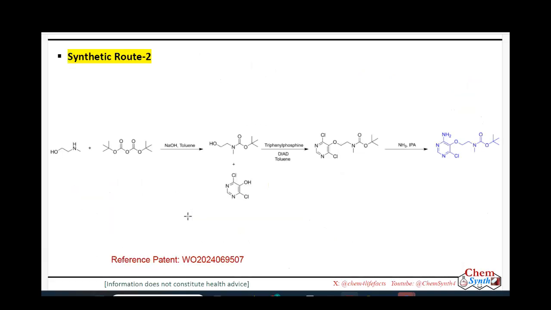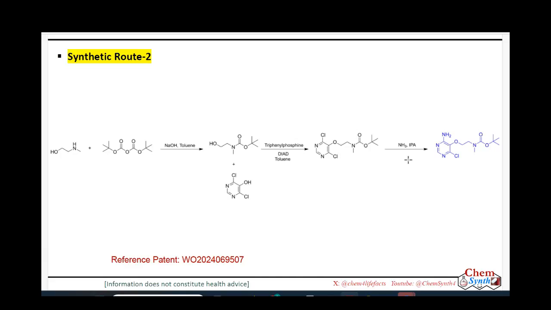Now I will discuss another synthetic route that was published in a patent. Reaction starts with this amino alcohol Boc protection reaction in presence of sodium hydroxide to get this intermediate. And here they introduce this dichloro substituted pyrimidine substrate to perform this Mitsunobu reaction using reagent triphenylphosphine and diode reagent to get this ether moiety. And here they have performed the amination reaction by using ammonia.